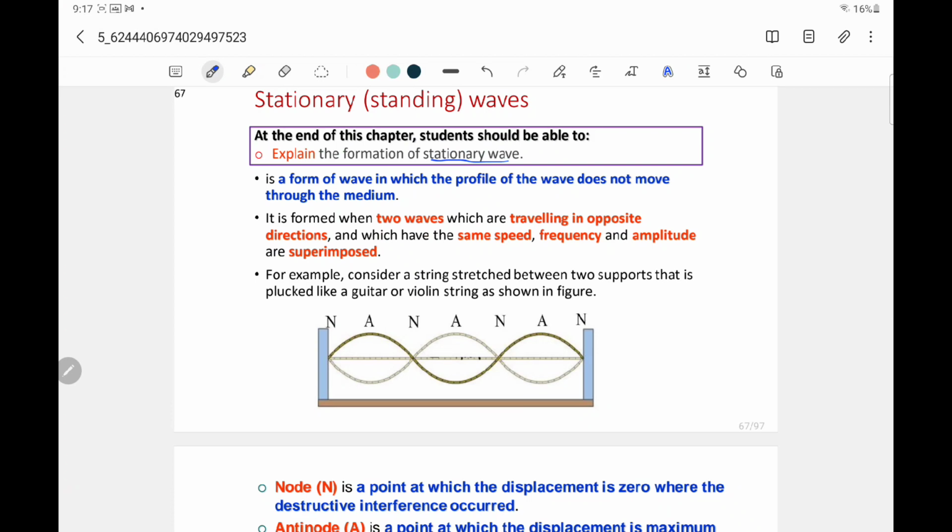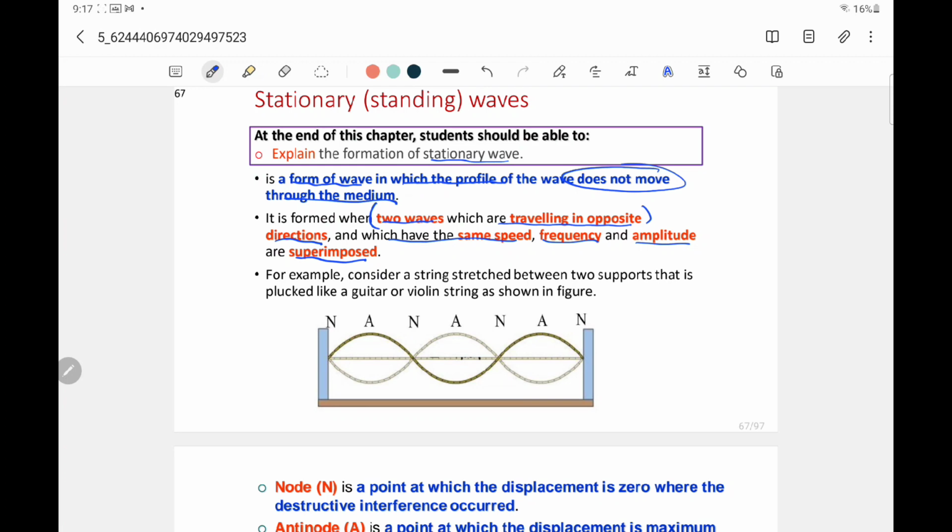Alright, so what is stationary wave? It is a form of wave in which the profile of the wave does not move through the medium. It is formed when two waves which are traveling in opposite direction, with the same speed, same frequency, same amplitude, are superimposed. These two waves are the progressive waves traveling in opposite directions.